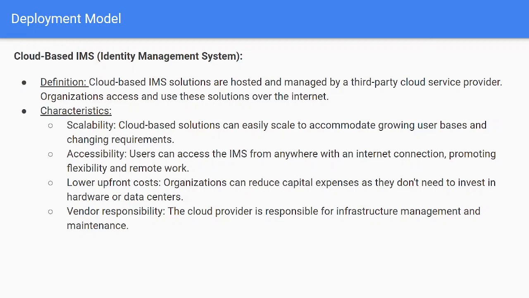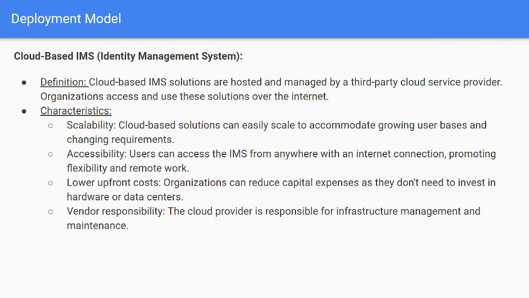You understand? Number two is accessibility. Users can access the IMS from anywhere with an internet connection, promoting flexibility and remote work. So it facilitates remote work, you understand? Since it's on the cloud, users can have access to it anywhere they are, at any time, as long as there's internet and the cloud service provider is active and up.